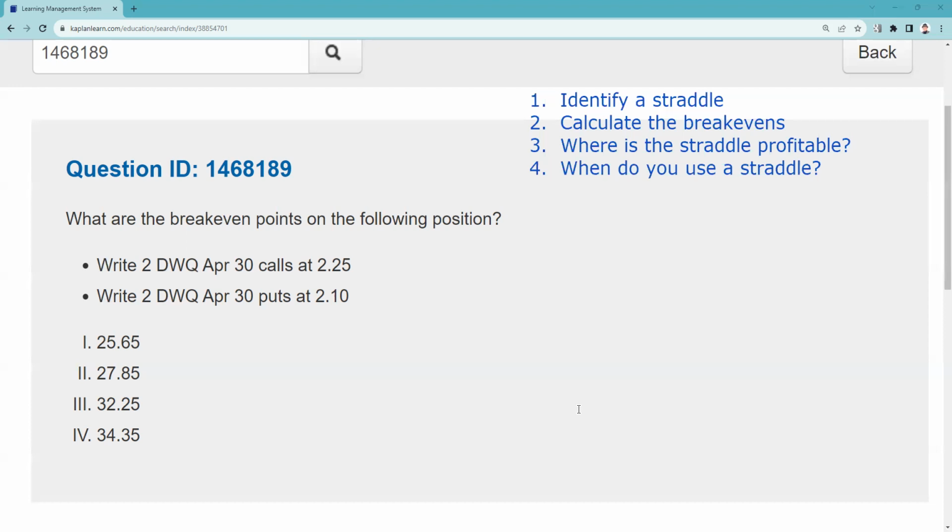The third test question about a straddle is, where is the straddle profitable? Where do we need the stock to be in relationship to the break-evens? And then our fourth and final test question about a straddle is, when do you use a straddle? Okay, well, let's get busy here. We first are going to identify this as a straddle. And as you know, there are lots of ways to do options, but Dean always believes in firing up the T.